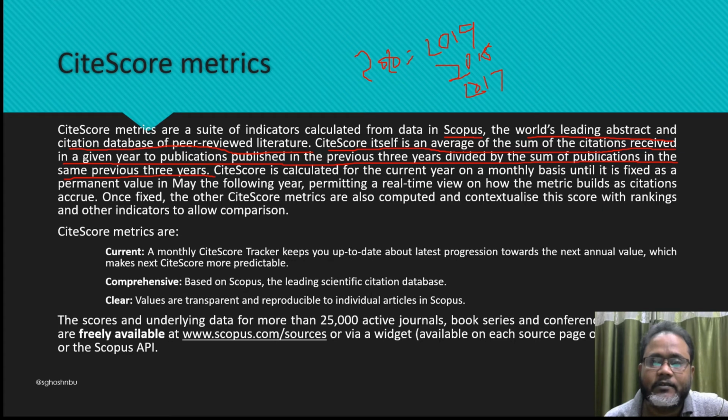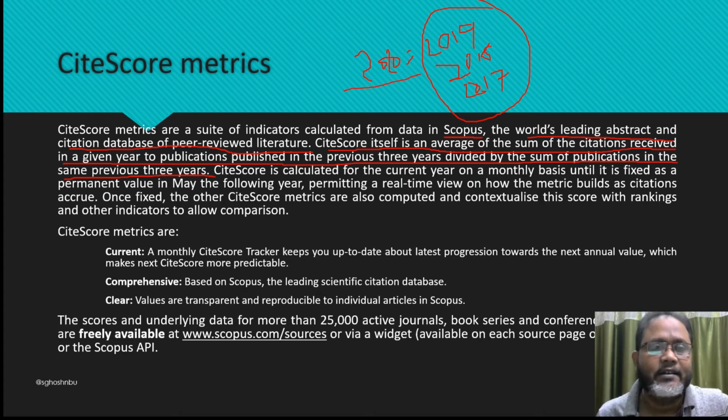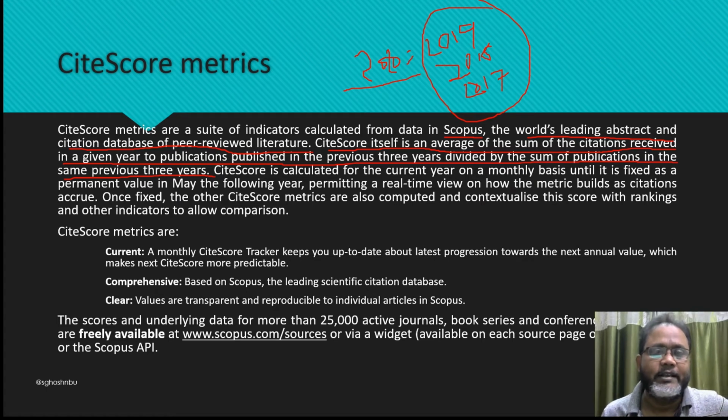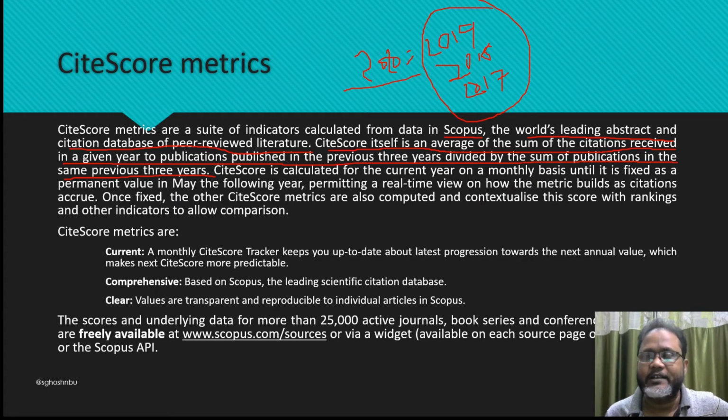Three years, the past 3 years. What is that? It has the sum of the citations received in a given year. That is, in 2020, how many citations are given to the publications published in the last 3 years, divided by the sum of the publications of the same previous years.